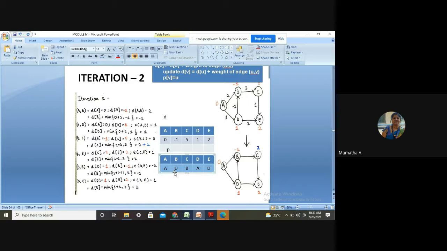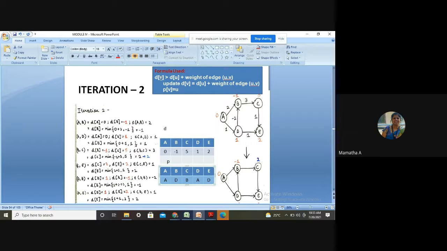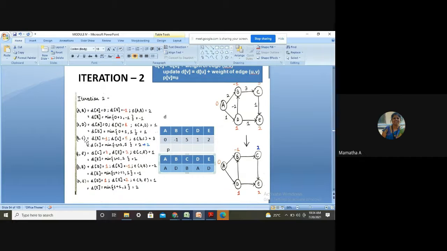Hope you are all getting it. Right? So do not update it. If and only if dV is greater than dU plus weight of the edge UV, you update. Via U, you are able to reach the V vertex from the source with the shortest distance. The same example, in the next stage you can also see DD is 1. Already it is minimum, so I need not update again. Only if dV is greater, via U, you will have to update. So AD also, there is no change.